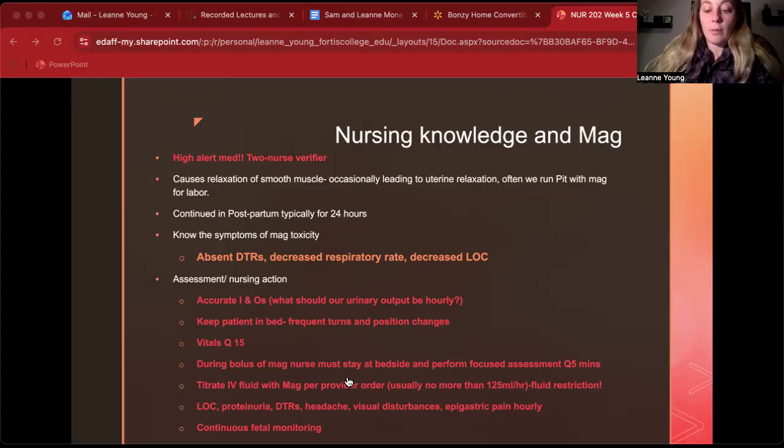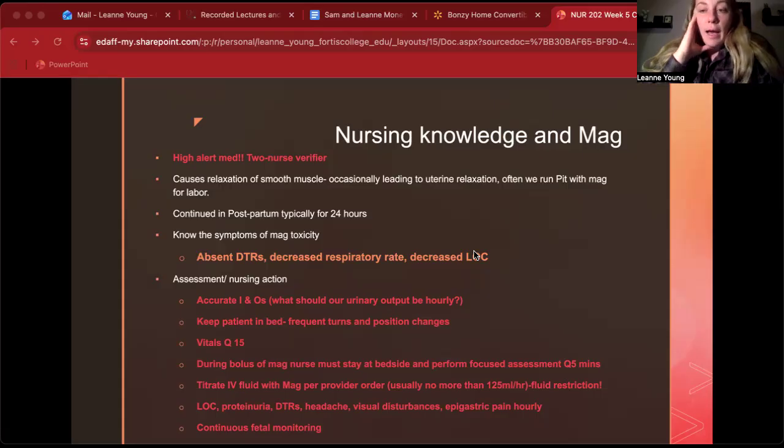So has your mom lost consciousness? She passed out? Is she not responsive? Anything like that, we need to administer our calcium gluconate. We need to stop our magnesium infusion because she is having an adverse, dangerous reaction because she's having mag toxicity.